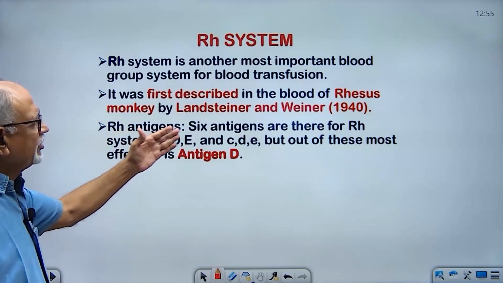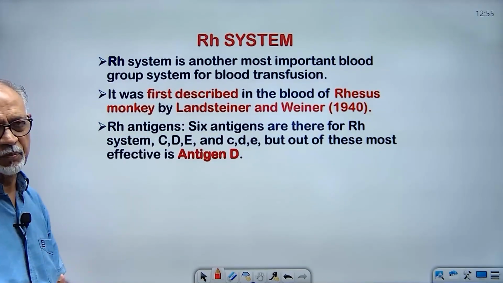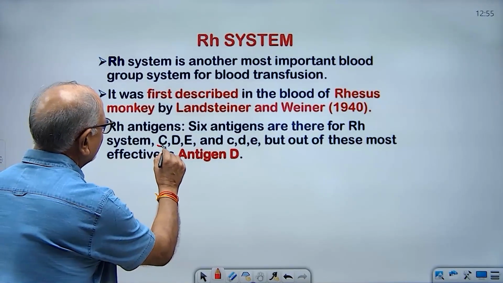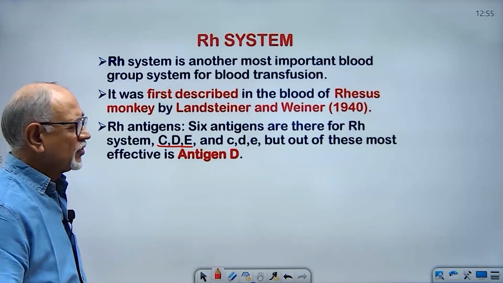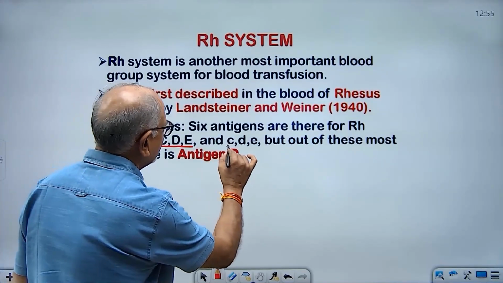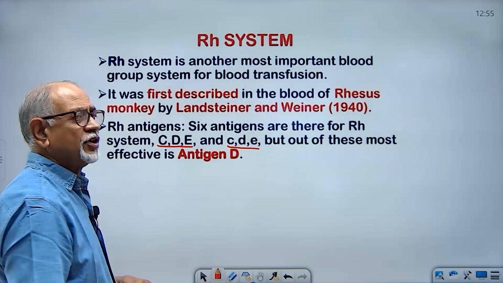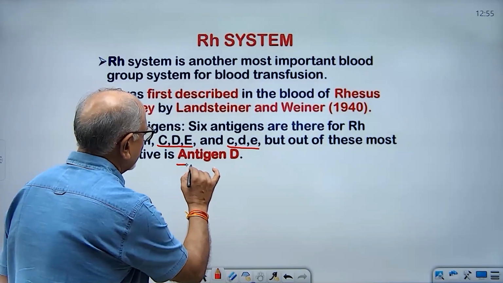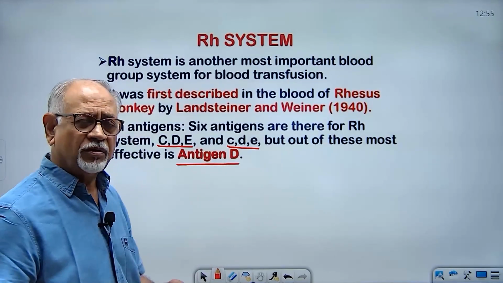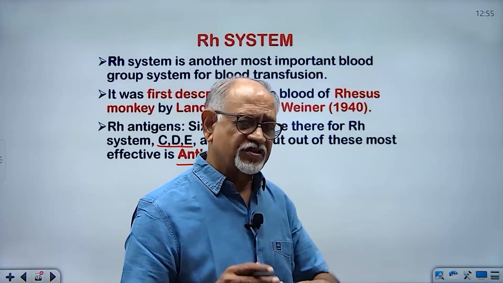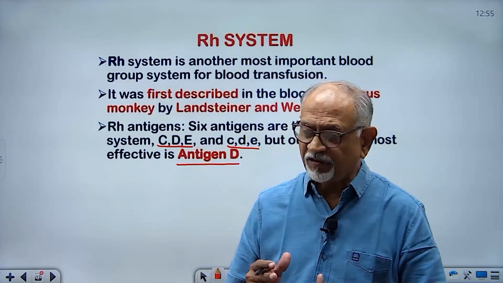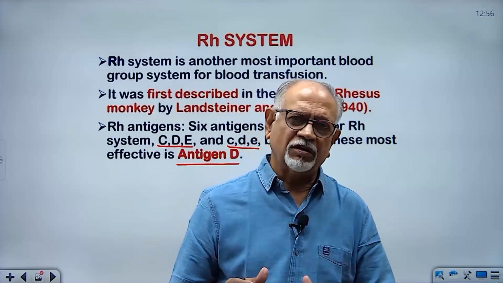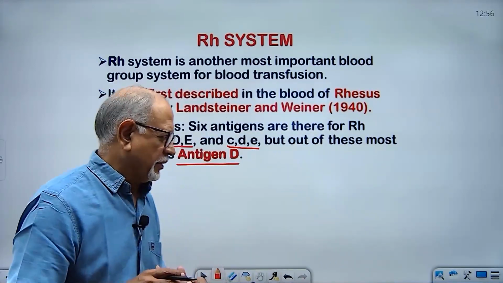There are 6 antigens for the RH group, denoted by capital letters C, D, E and small letters c, d, e. Out of these, the most effective antigen is called antigen D. Therefore, for the sake of studies, it is always denoted as RH positive antigen or antigen D.